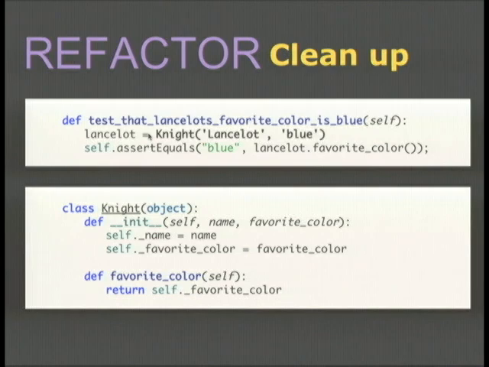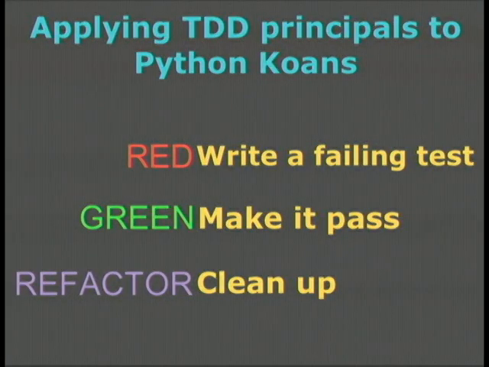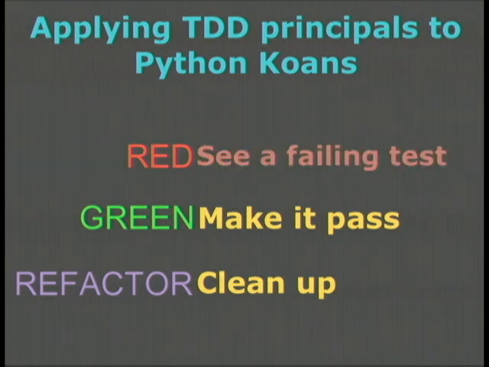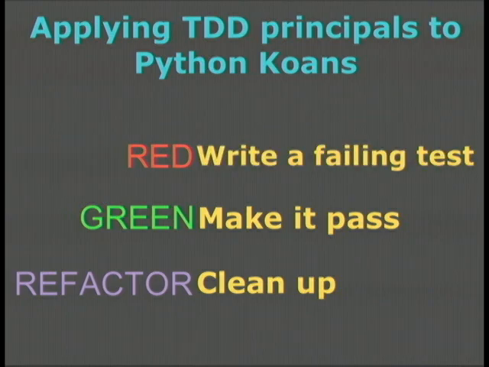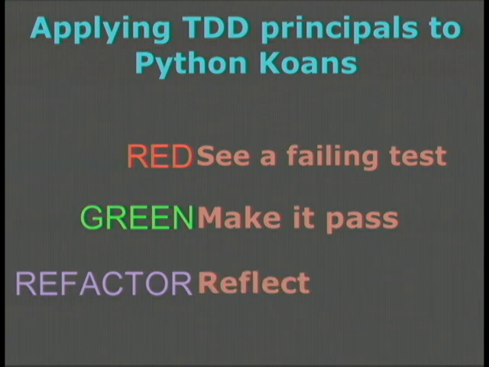That's a kind of rushed-through example, but today we're not so much going to be doing TDD as the complete reverse, because Python Koans is a suite of broken tests. So we're going to take this concept of red, green, refactor and turn it upside down a little. On red, instead of writing a failing test, we're going to see a failing test. Green, we're still going to make it pass. On the purple, the refactor, we're going to reflect on what we've learnt.